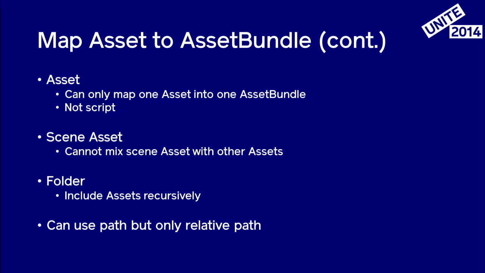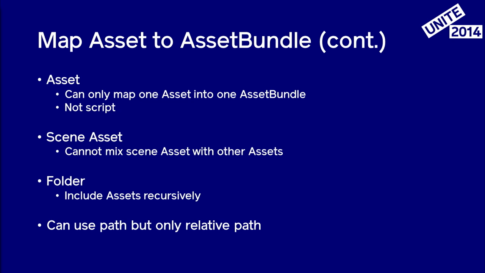Actually, there are some restrictions when mapping assets to AssetBundles. You can only map one asset to one AssetBundle. And you cannot mark a script. The reason is scripts will always be built into the assembly with the player data, so we don't want to build them into an AssetBundle. When building streamed scenes in an AssetBundle, you cannot mix them with other assets.